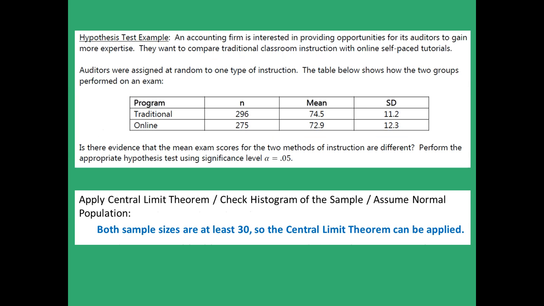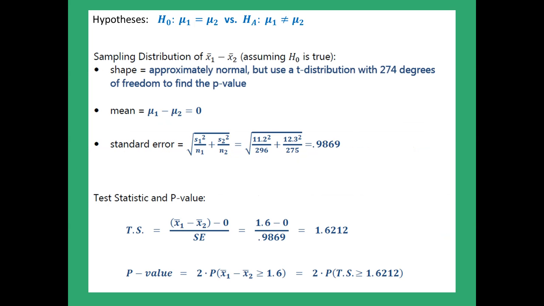The hypothesis test example, where we have two samples of auditors. Some auditors are getting traditional classroom instruction, some are getting online instruction. We have big sample sizes this time, so we can apply the central limit theorem. Both of them are far above 30, so we're all set as far as the central limit theorem is concerned. On the previous slide, it said we were looking for evidence of a difference, so there's no specified direction, which means we need a not equal to in the alternative hypothesis.